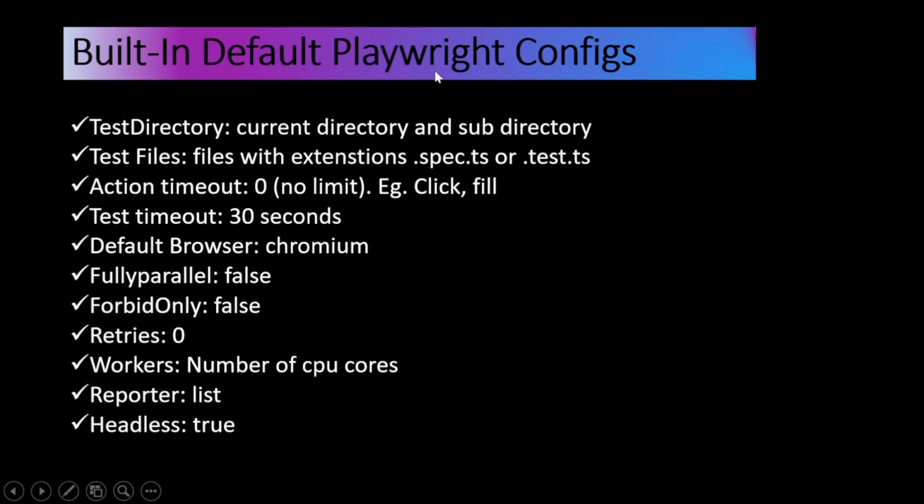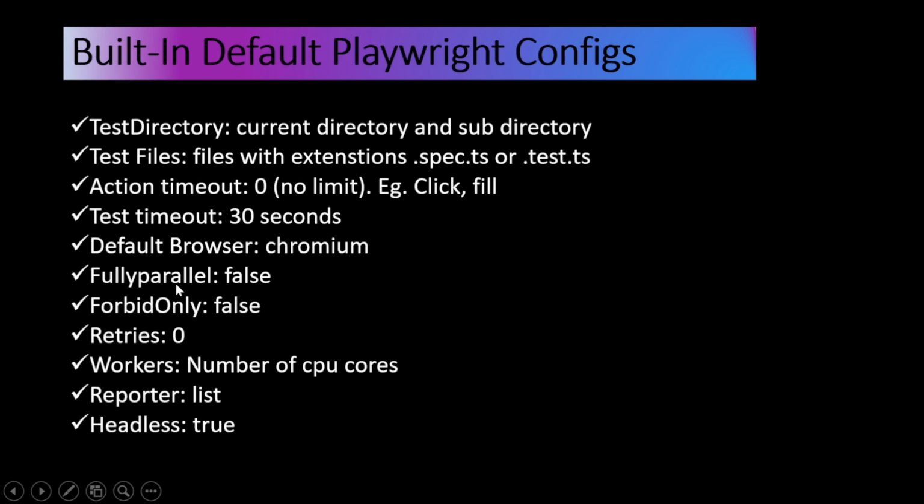Now let us talk about Playwright built-in configurations, which would be available when playwright.config.ts file is removed. So Playwright by default looks for test cases under current directory or subdirectories with extension .spec.ts or .test.ts. Talking about action timeout, operations like click, fill, and other operations that we perform on browser, there is no time limit. However, it is taken care by the test timeout. For individual test cases, there is a limit of 30 seconds, meaning the Playwright test cases are supposed to be completed within 30 seconds. Talking about default browser, by default, Playwright test cases execute against Chromium browser.